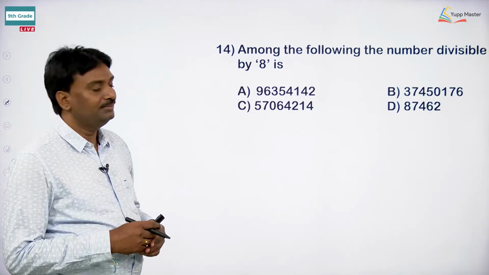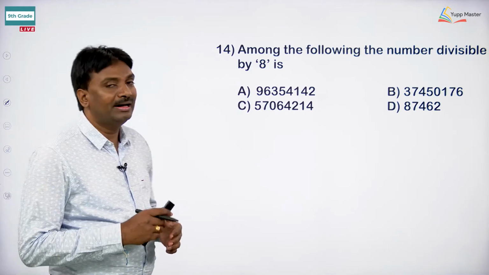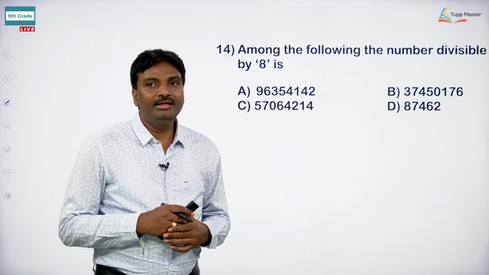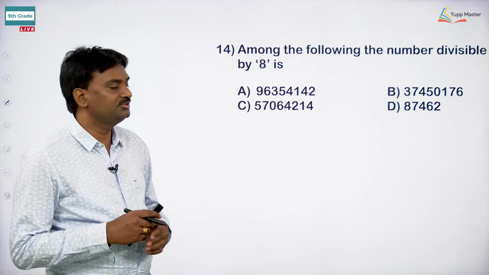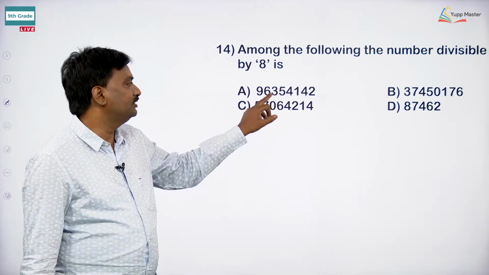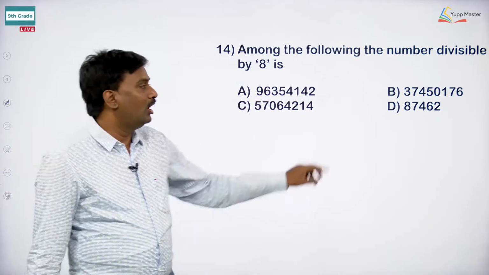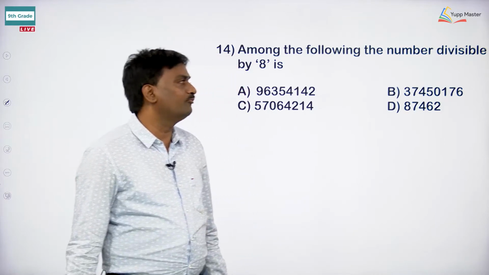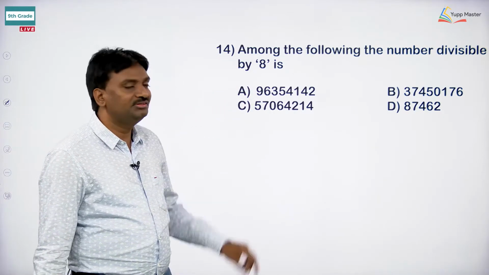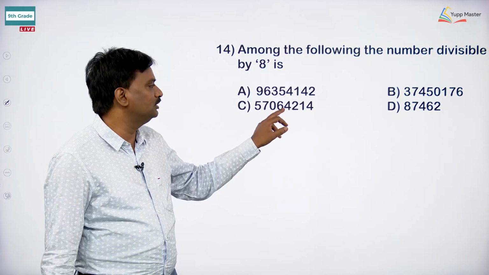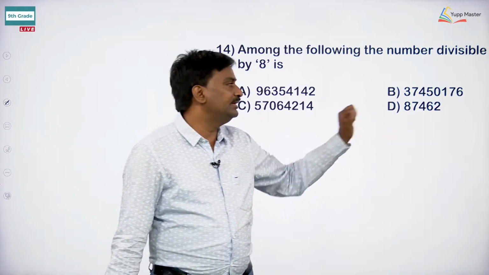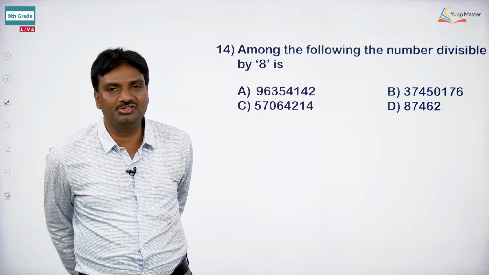Next, look at this problem, children. Among the following, the number divisible by 8. Here we have 4 options. The options are given as option A 96354142. Option B is given as 36450176. Option C is given as 57064214. Option D is given as 87462.